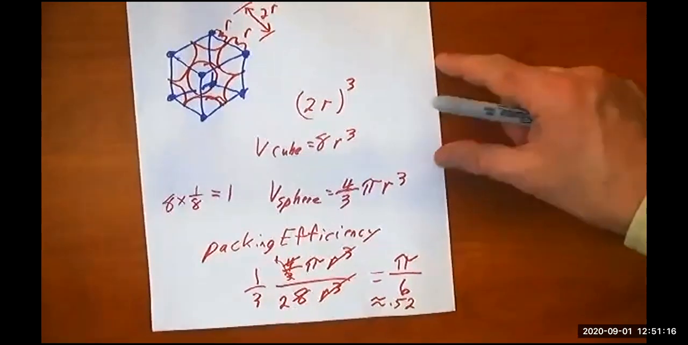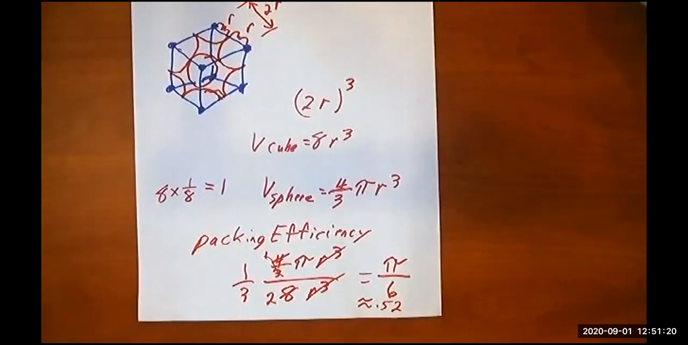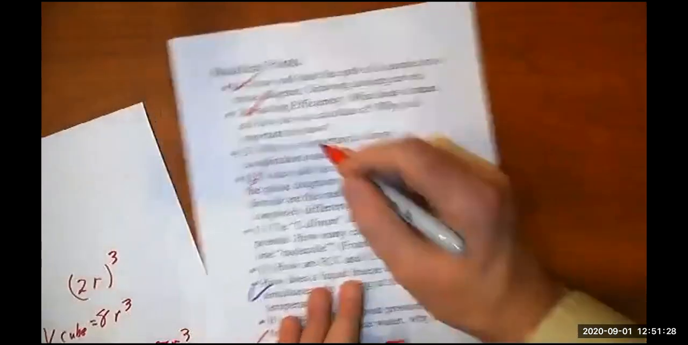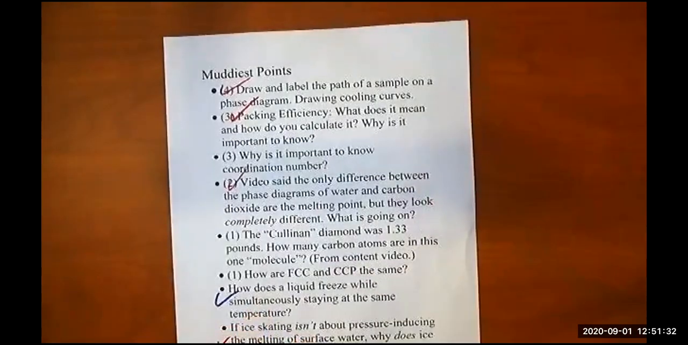So any further questions on packing efficiency or on, yes, coordination number, yes. So that was the next thing we were going to get to. So coordination number is the question of how many nearest neighbors are there to each atom.